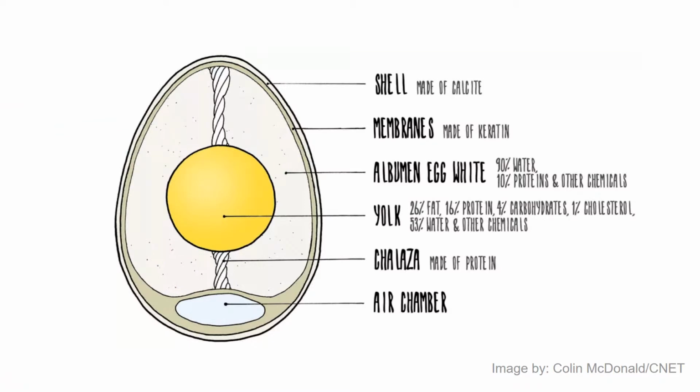Eggs have the shell that protects it from bacteria, two thin membranes, an air sac, the chalaza that anchors the yolk, as well as the albumin, more commonly known as egg white, and the egg yolk composed of approximately 10% and 15% protein respectively.